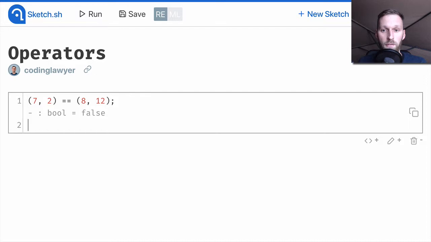We also have structural inequality, which checks if two values are different. Let's take a look. For structural inequality, we use an exclamation mark and equal sign. The result of our comparison is false, since both tuples have the same content.